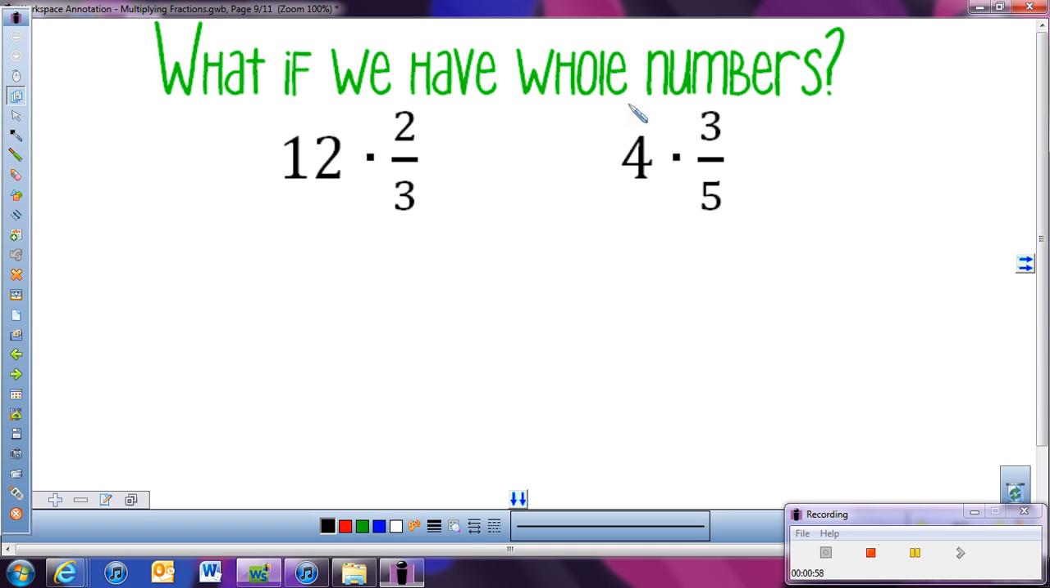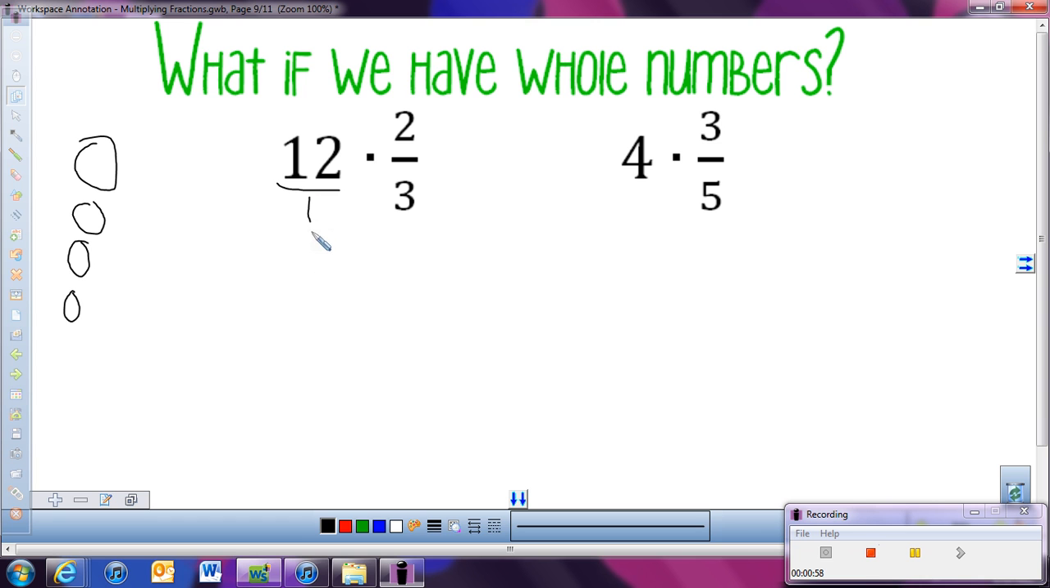Well, what if we have whole numbers? Because if we have a whole number here, right now that doesn't look like a fraction, so I'm not sure what part I'm going to be multiplying by that 2/3. If I think about it, I can think of 12 in regards to our fraction circles. And if I had 12 wholes, that would be like drawing up 12 circles. And how many pieces are each of those circles cut into? Well, 1. So I really have 12 over 1.